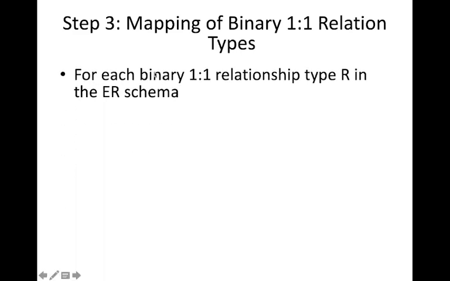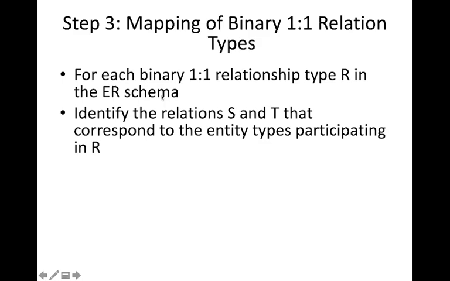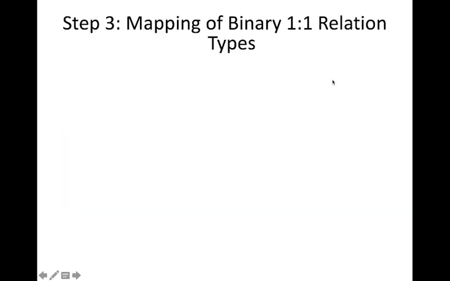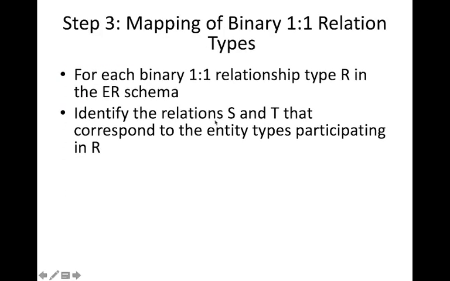For each binary 1:1 relationship type R in the relation schema, we have to identify the relations S and T. We have two entities here, employee and department. We can call this one S and this one T, or this one T and this one S. You can take any. So how to choose that we will see. Identify the relations S and T that correspond to the entity types participating in R.